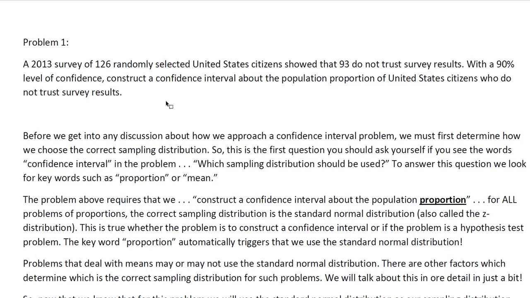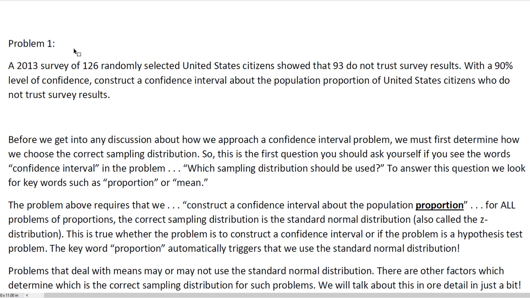Today's first lesson will be about confidence intervals about a proportion. So here we have problem 1. It states: a 2013 survey of 126 randomly selected United States citizens showed that 93 do not trust survey results. With a 90% level of confidence, construct a confidence interval about the population proportion of United States citizens who do not trust survey results.